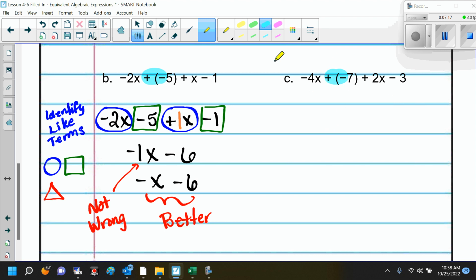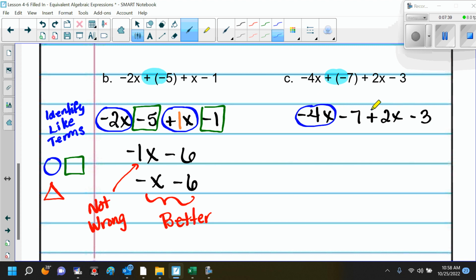So the first thing we want to do is get rid of our plus negatives. Okay? So we're going to rewrite the negative 4x plus a negative 7 plus 2x minus 3 as negative 4x minus 7 plus 2x minus 3. Now we're going to identify our like terms. So we've got a negative 4x and we have a positive 2x. Those are our like terms. Then we have our constants also that we can combine: negative 7 and negative 3. And now we put them together. Okay? So we have a negative 4x plus 2x is a negative 2x. And then a negative 7 plus a negative 3 is a negative 10.